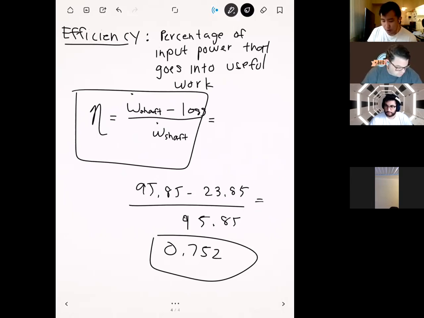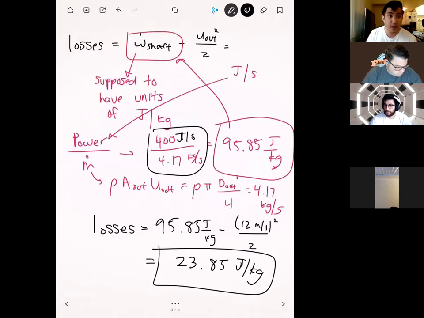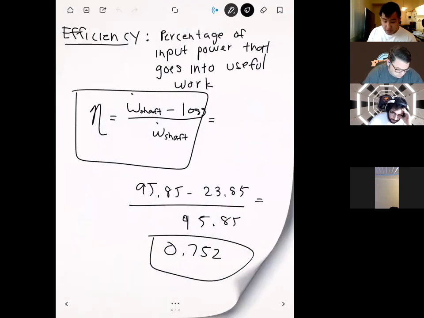The only thing that you have to be careful of when using extended Bernoulli is that you have to convert any power terms into joules per kilogram. So you have to divide by the mass flow rate. So that's the one thing that you have to remember when you're using extended Bernoulli. Okay. So that's control volume analysis.